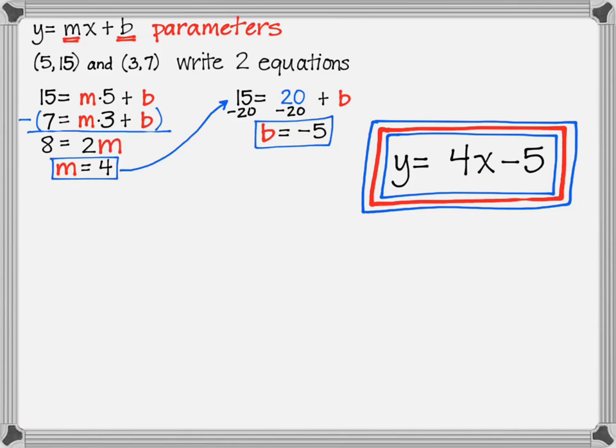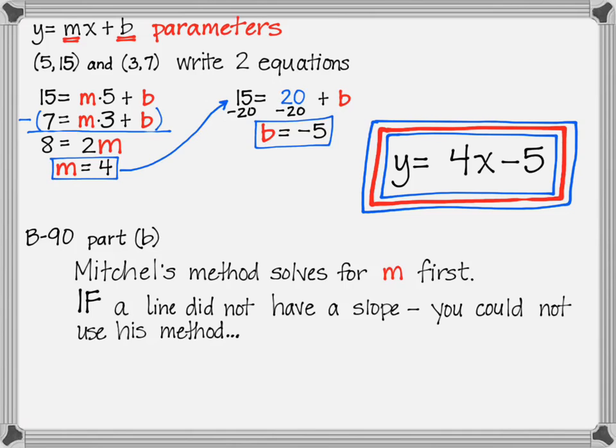The question was, is this method that Mitchell used, taking the 2 points, plugging them into this equation for the x and the y value, and using systems of equations to solve for your slope and your y-intercept, does this work for all lines? If we look at his method, you would always solve for the slope first. So since Mitchell's method solves for the slope first, if you had a line that didn't have a slope, you wouldn't be able to use his method.